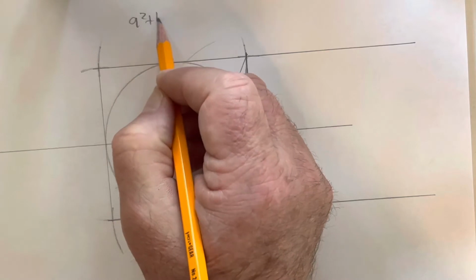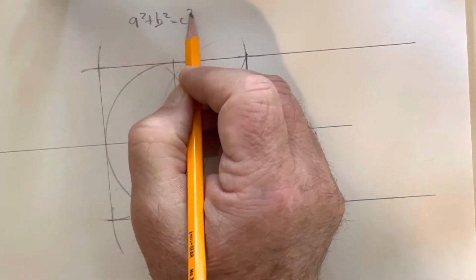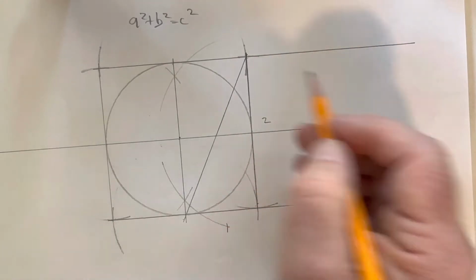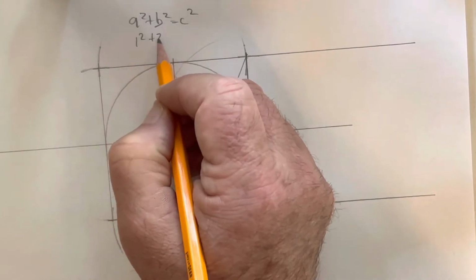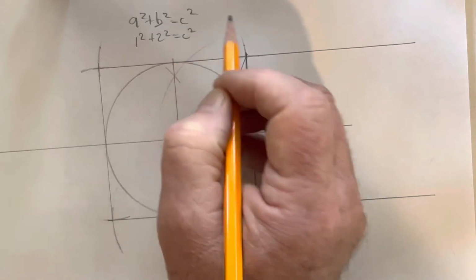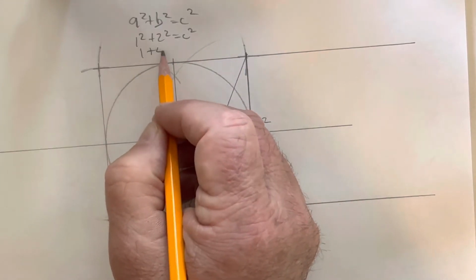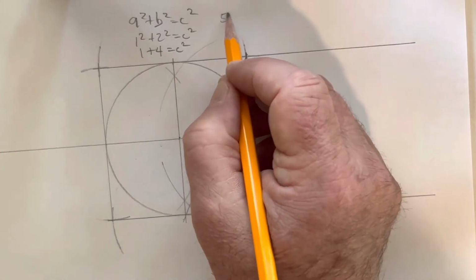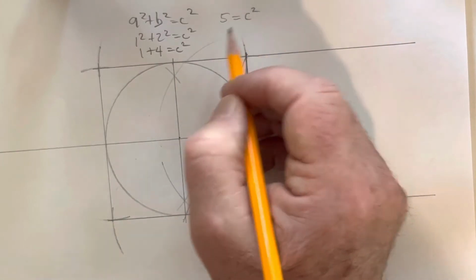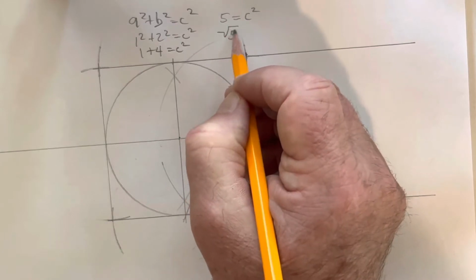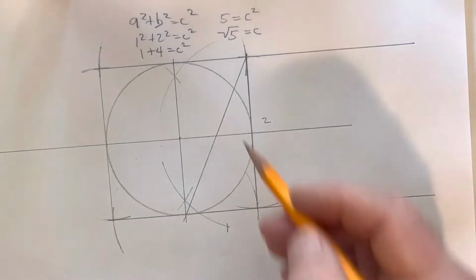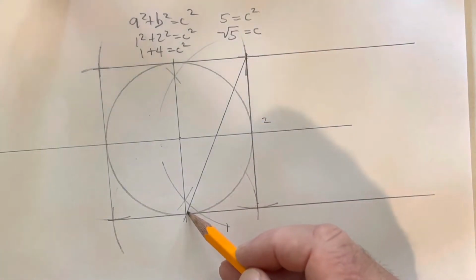So what we have here is a squared plus b squared equals c squared. This is going to be 1, and this will be 2. So we have 1 squared plus 2 squared equals c squared. That's 1 plus 4 equals c squared. It's 5 equals c squared, which means the square root of 5 equals c in the Pythagorean theorem. This hypotenuse is the square root of 5.